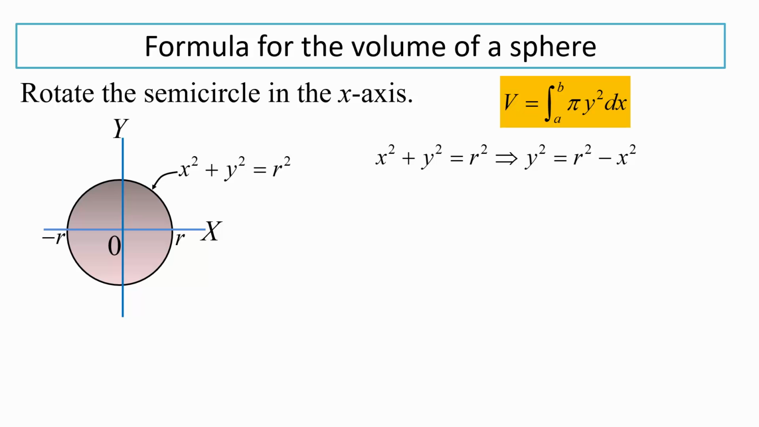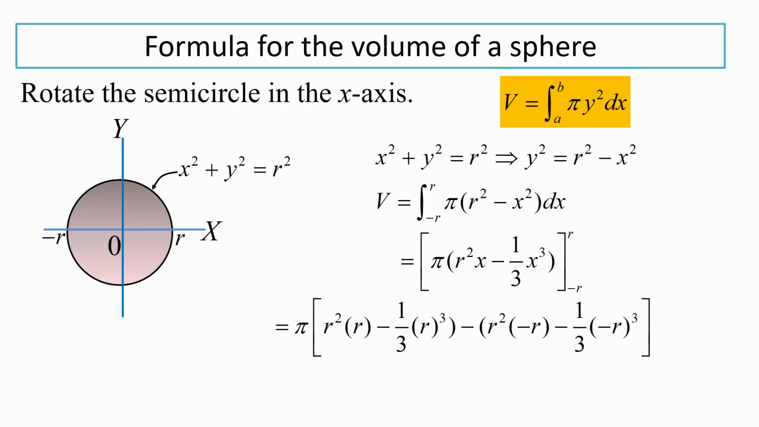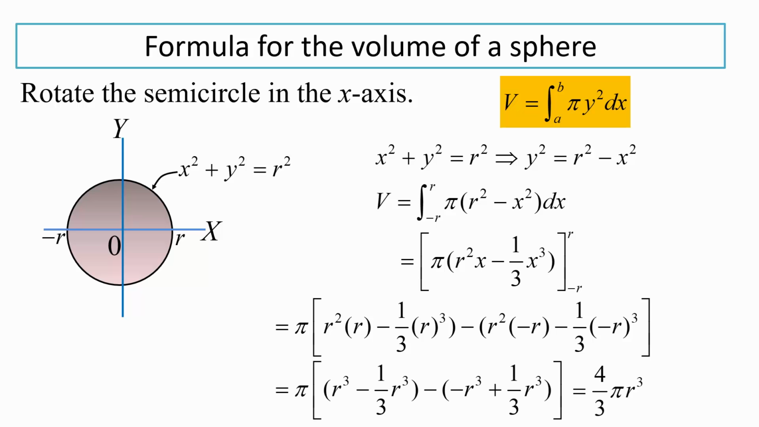Making those substitutions, that's what it will look like, and integrating, and now substituting r and negative r. Be careful with the negative signs here. That's what it will look like. And then it's just a matter of carefully simplifying all of that. That's the first stage. And you can check this out, but when you simplify that last line, you will obtain 4/3 pi r cubed, which of course is our well-known equation for the volume of a sphere.